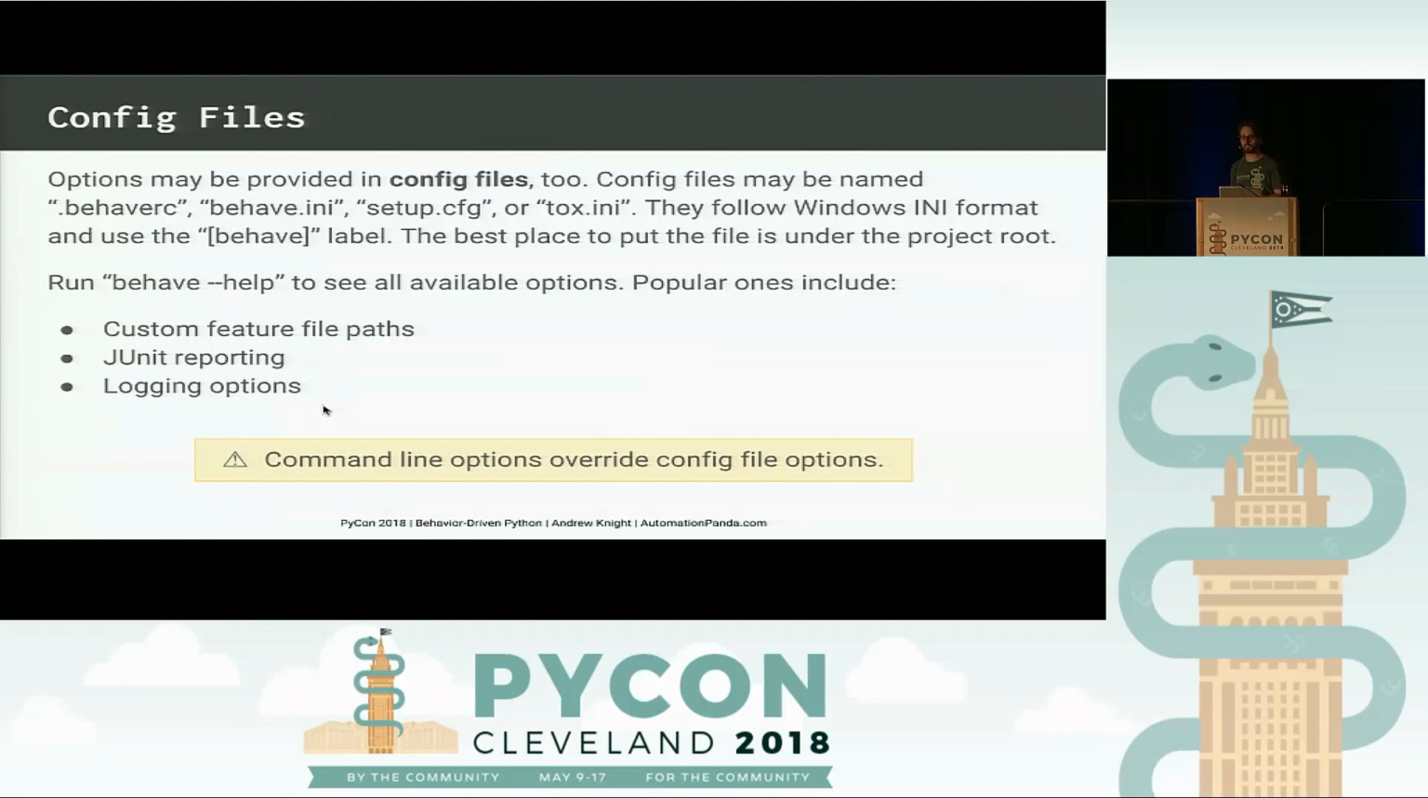You can also put some execution options in config files, like behave.ini or setup.cfg. They all follow Windows ini format. And you put them in your project root directory or in your home directory. Some other options that could be helpful that I haven't shown: things like different logging level options and filtering, or maybe you want to generate a JUnit report, stuff like that. All can be configured there. Command line options always override config file options, FYI.